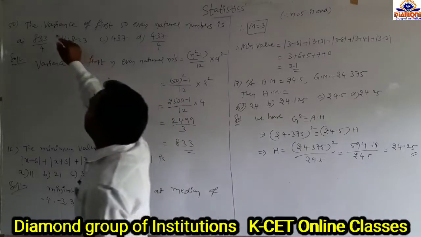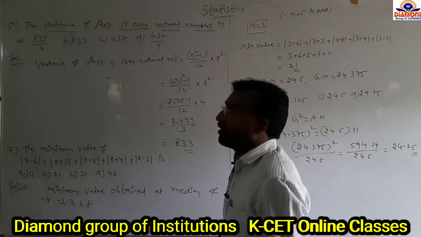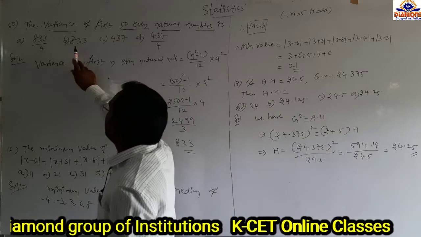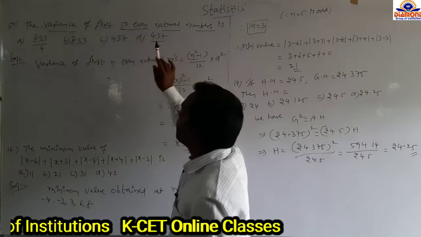The variance of the first 50 even natural numbers is: option A 833 by 4, option B 833, option C 437, option D 437 by 4.